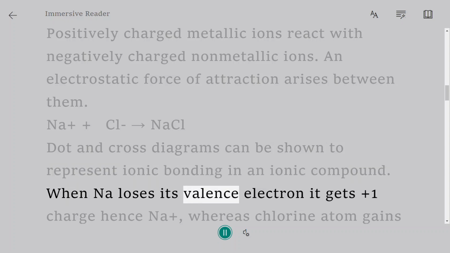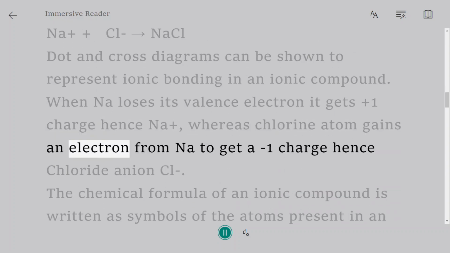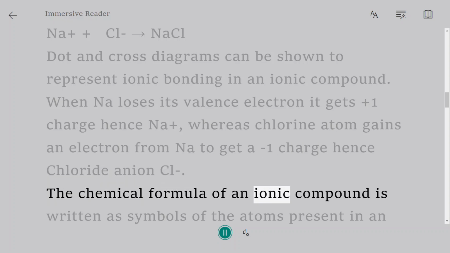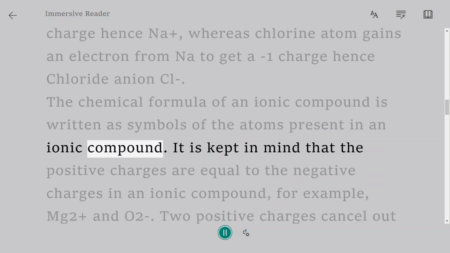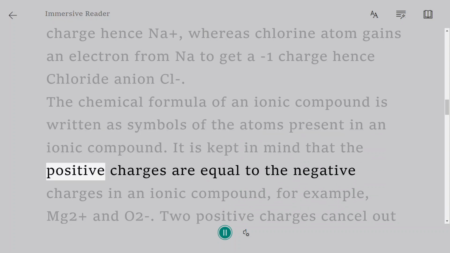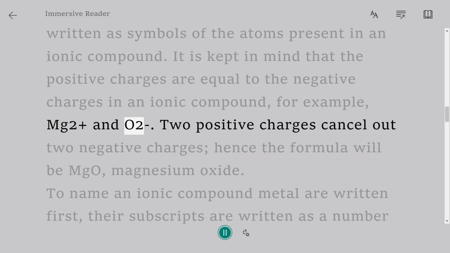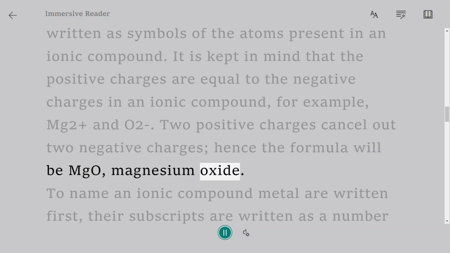When Na loses its valence electron, it gets a +1 charge, hence Na+, whereas the chlorine atom gains an electron from Na to get a -1 charge, hence chloride anion Cl-. The chemical formula of an ionic compound is written with the symbols of the atoms present in it. It is kept in mind that the positive charges are equal to the negative charges in an ionic compound, for example, Mg2+ and O2-. 2 positive charges cancel out 2 negative charges, hence the formula will be MgO, magnesium oxide.